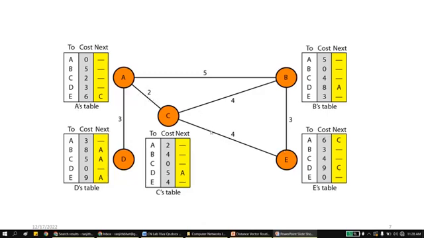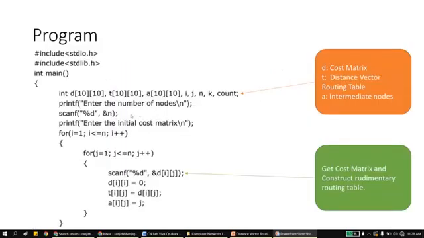So this is the way we are going to travel, and this is mentioned here. This is the path which we are going to consider. The same happens for all other nodes. We are going to see what the program looks like.